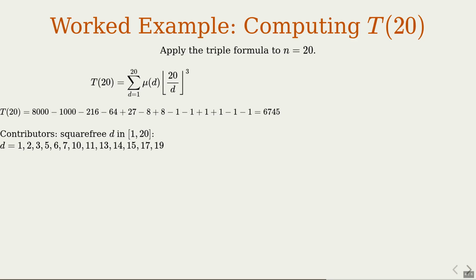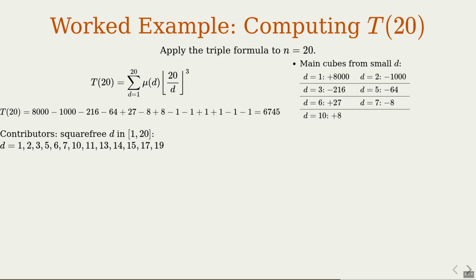0 on all others. The biggest terms come from small d. The term for d equal 1 counts all 20 cubed triples, and the others subtract or add back blocks where the three entries share small primes. The signs match the pattern for mu. Negative for primes like 2, 3, and 5, and positive for products of two distinct primes like 6 and 10. For a larger d, there is only one multiple between 1 and 20, so each such d contributes just plus or minus 1 depending on mu of d.